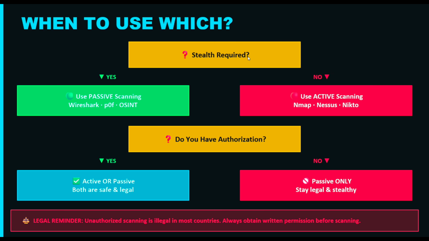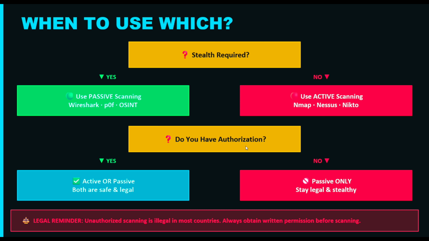When to use active scanning and when to use passive scanning, we have to be very aware of that as a penetration tester or ethical hacker. Stealth is required when you don't want to be caught by the IDS or firewall. If you don't care about being caught, you can use active scanning. But if you don't want to cause alerts and want to be secretive, you have to use passive scanning.